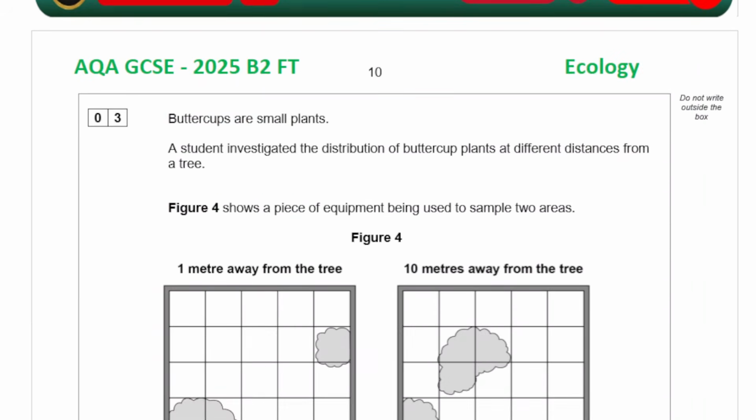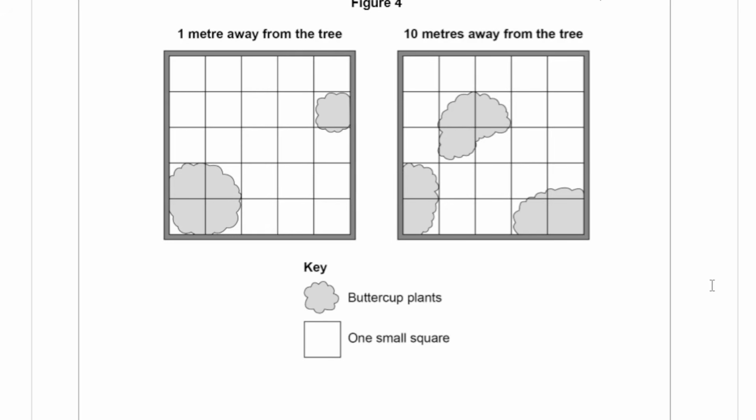Question number 3 is on the topic of ecology again. Buttercups are small plants. A student investigated the distribution of buttercup plants at different distances from a tree. Now, this is to do with estimating plant population sizes. This is actually a required practical using quadrats. Figure 4 shows a piece of equipment being used to sample two areas, 1 meter away from the tree and 10 meters away from the tree. Buttercup plants are shaded in gray.